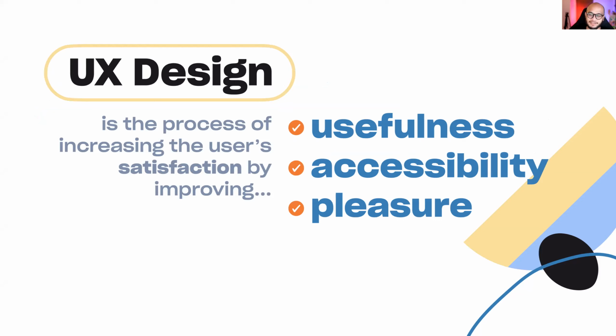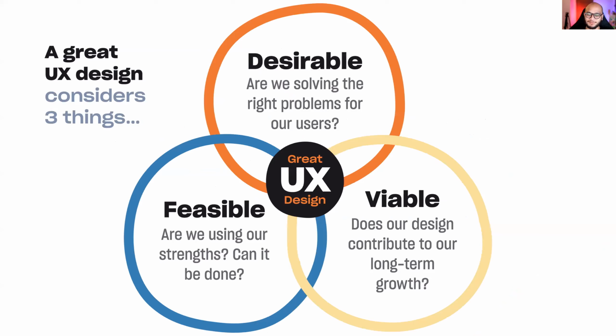So I just put there three things that you could improve, or you could focus on, but there's also delight. So pleasure is kind of delight, but there's also more than just these three things. But for now, let's just focus on its use, its accessibility, and the pleasure, or the feelings that users get from your product.